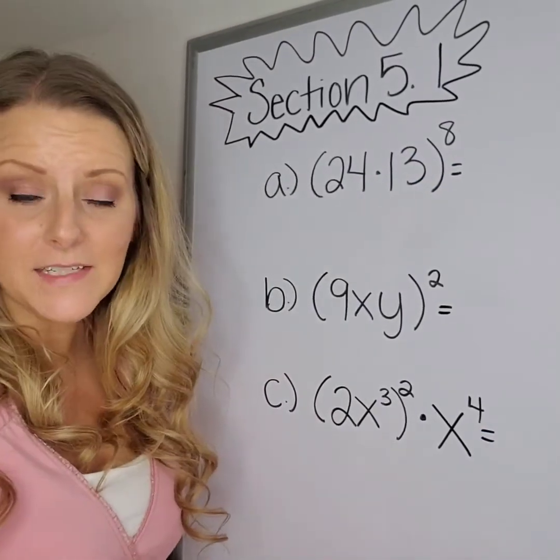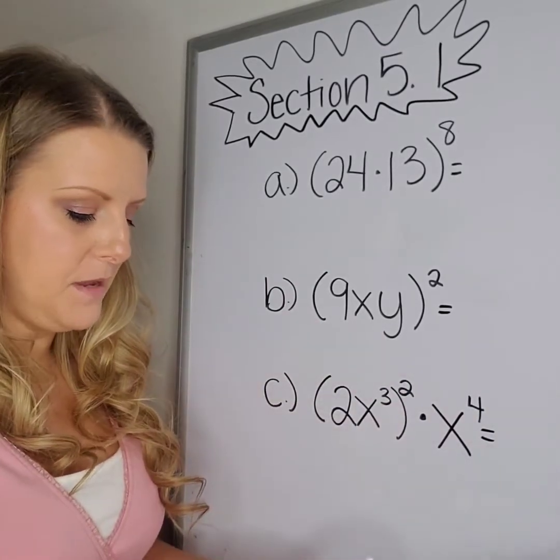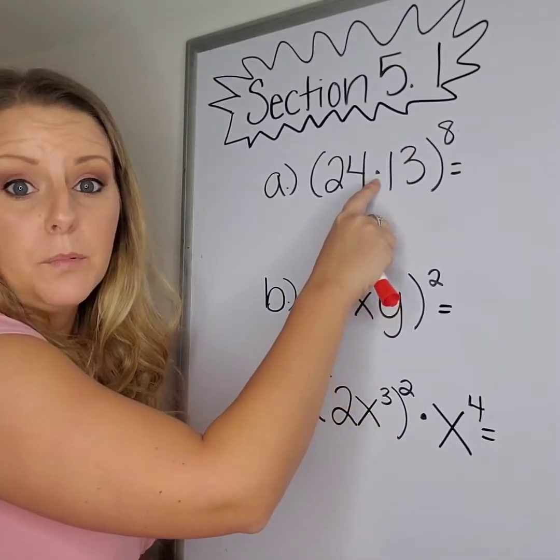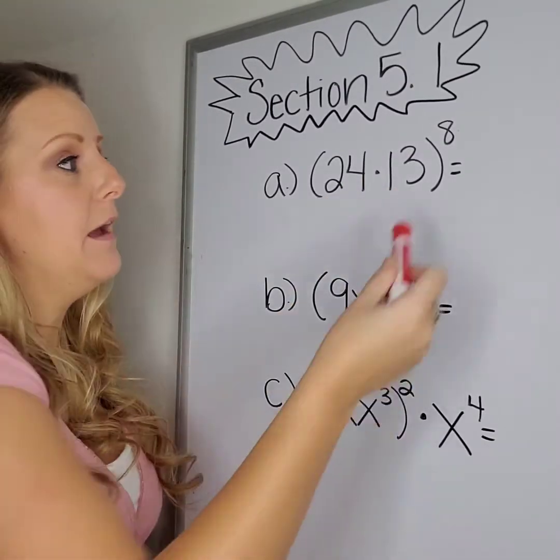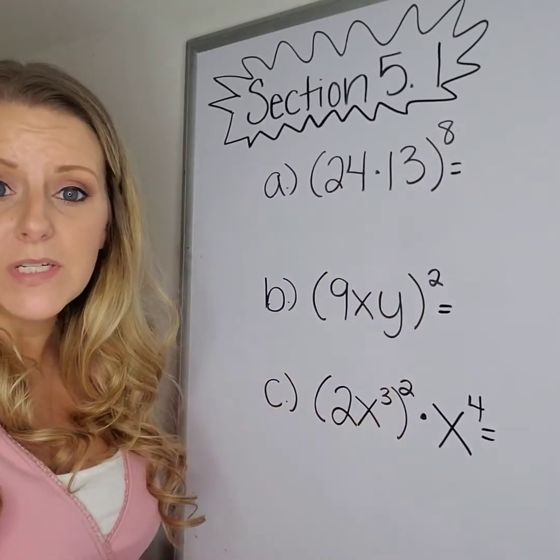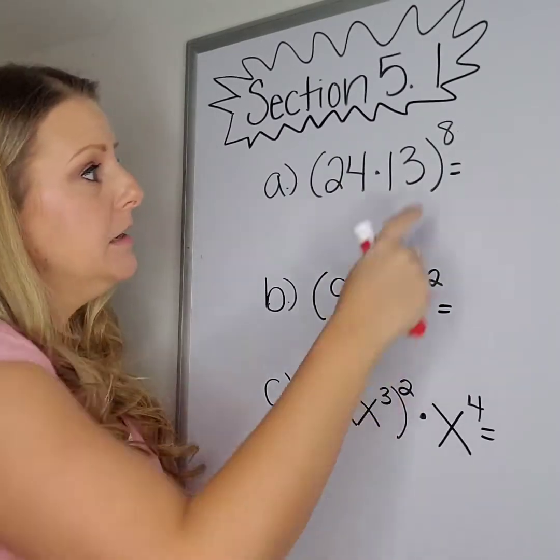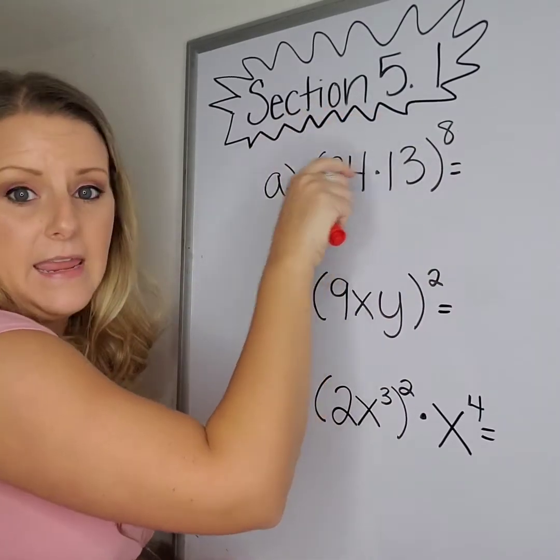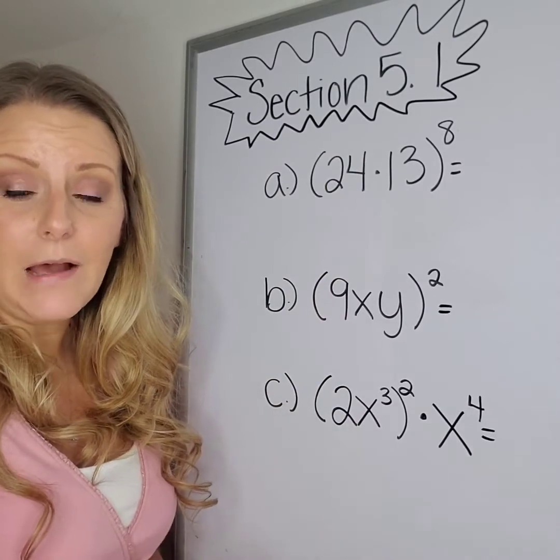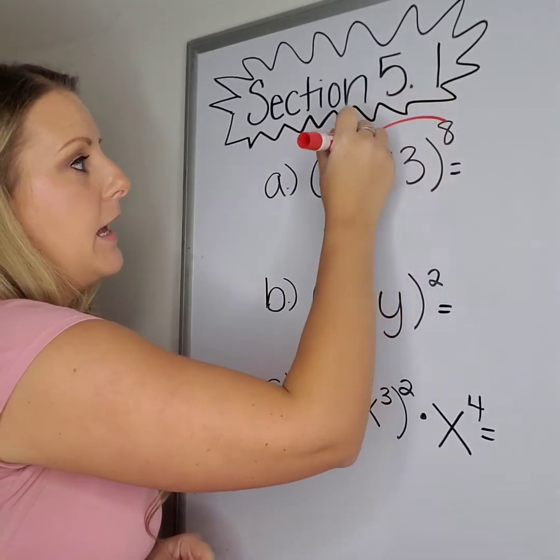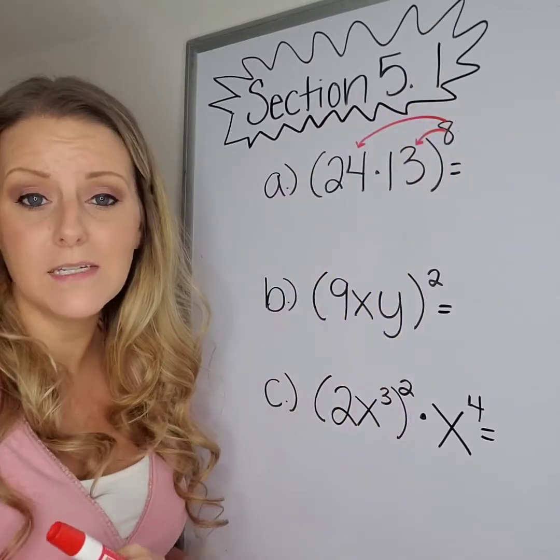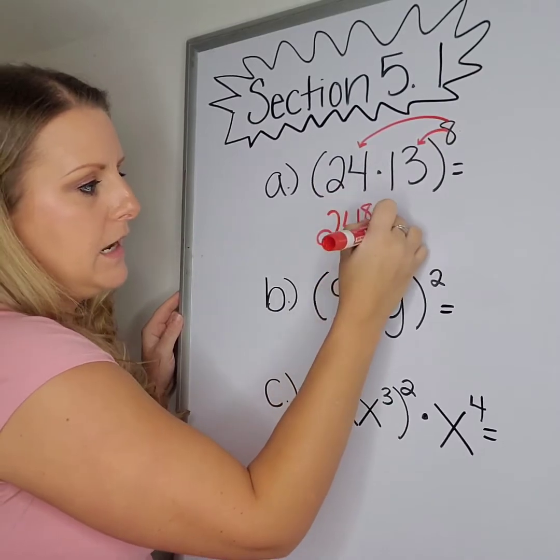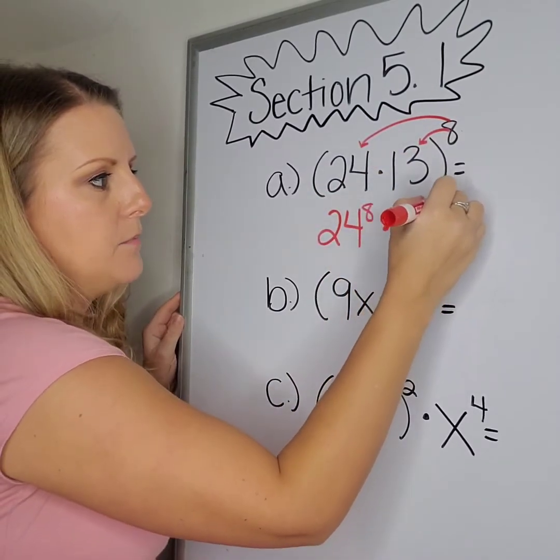Okay, so now we're on the next property, and that is going to be power of a product. Okay, so now we have a product, meaning multiplying. So we have 2 numbers multiplying together, and we have a power on both of them. So this is kind of like the opposite of the distributive property. If this 8 was out in front of the parenthesis, we would do 8 times 24 and 8 times 13. But now it's on the outside, so we're going to take that 8 and we're going to kind of like distribute it to both things. Super easy. You're just going to do 24 to the 8th power times 13 to the 8th power.